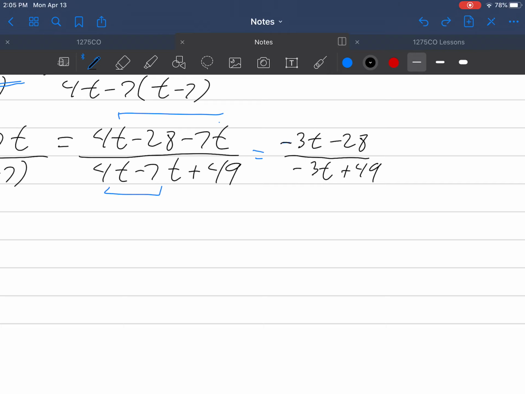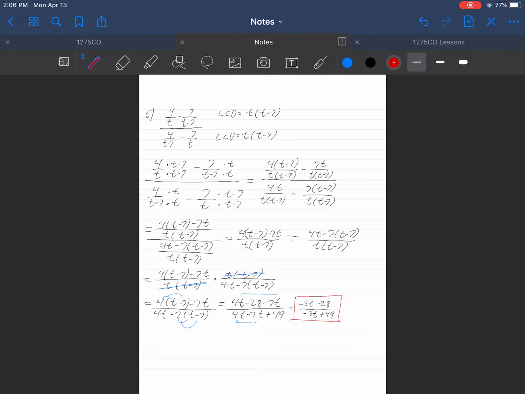Now it looks like maybe you can cancel these out, but again, the presence of a minus and a plus sign outside parentheses, really simply put, forbids that. Maybe there's a GCF you can factor. There is not. Over here, there is not. And since nothing factors, then we're done. This is our answer. Negative 3t minus 28 over negative 3t plus 49.